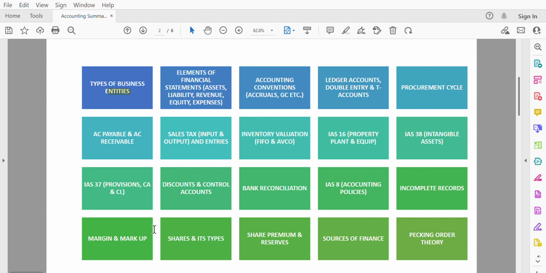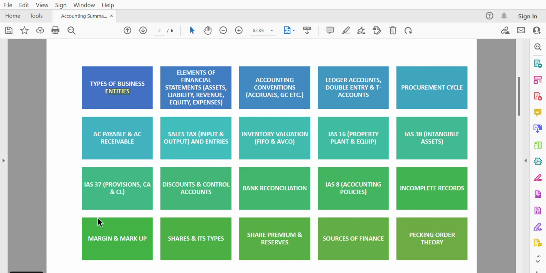Margin and markup, again, are concepts which would be used in these incomplete records. Margin is profit expressed as a percentage of sales. A markup is the profit expressed as a percentage of cost. And of course the very important topic, shares and their types.